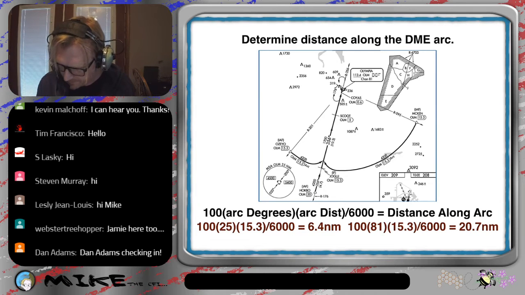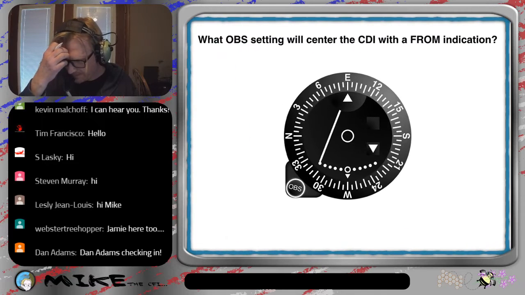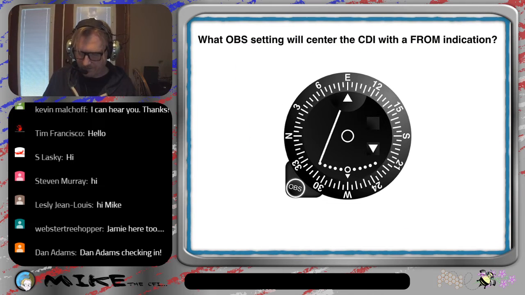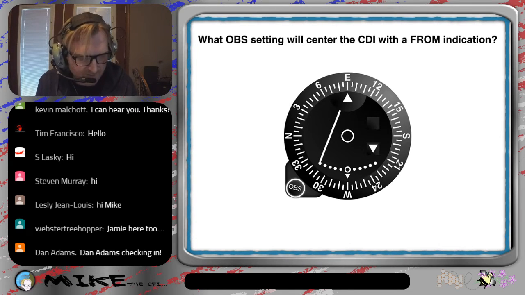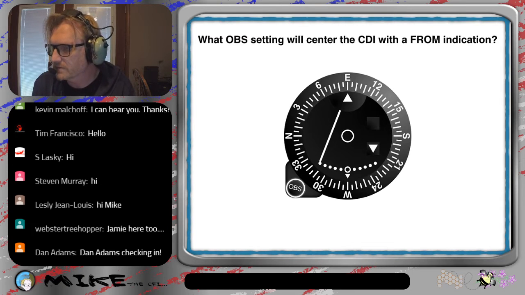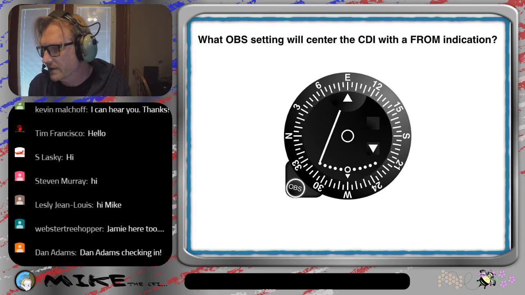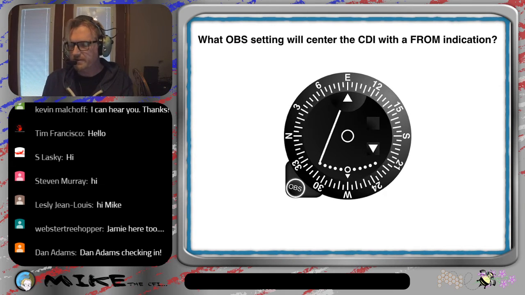Next thing we're going to talk about, there are FAA test questions that ask you to do something here. It says, what OBS setting will center the CDI with a from indication? So we have the 090 from indication, and we are 5 dots off, which is 10 degrees.